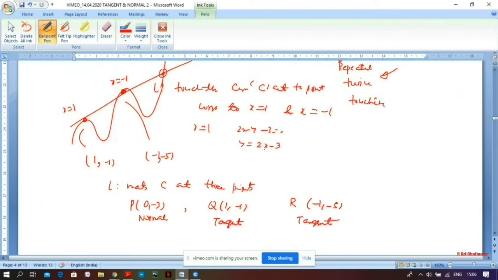So it means this line L, 2x minus y minus 3 equal to 0, and the curve which was 5x to the power 5 minus 10x cube plus x plus 2y, the analysis is very simple. And we showed that this line L meets the curve C in the following manner: it is normal to the curve at the point P, 0 minus 3, and tangent at 2 points, 1 minus 1 and minus 1 minus 5. And that's what we conclude.